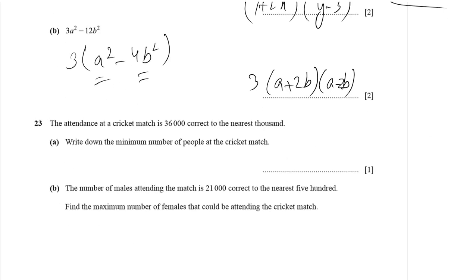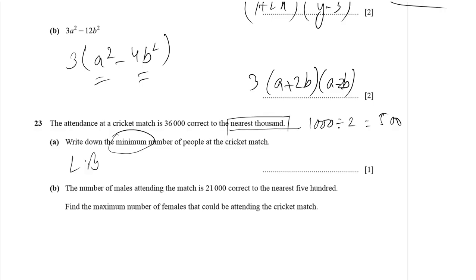All right, write down the minimum number. This is an upper and lower bound question. Nearest thousand. So this is the typical style of the upper and lower bound question, that a certain number is correct to the nearest certain value. So whatever that value is, you need to half it, right at the spot. It is 500, and they are giving you a hint to give the minimum answer. It means you need to find the lower bound.